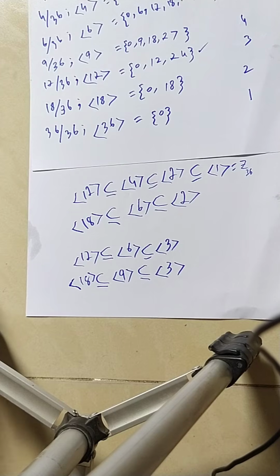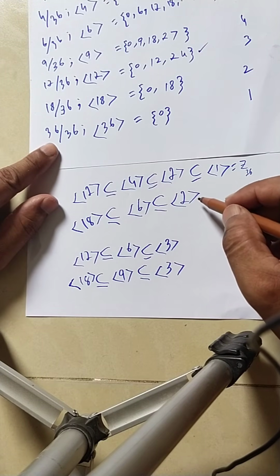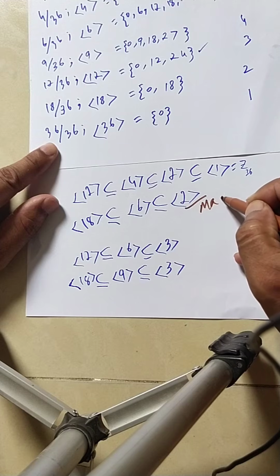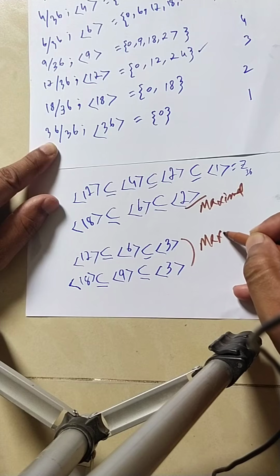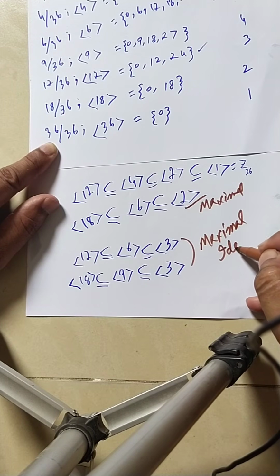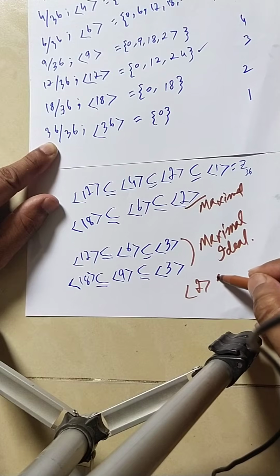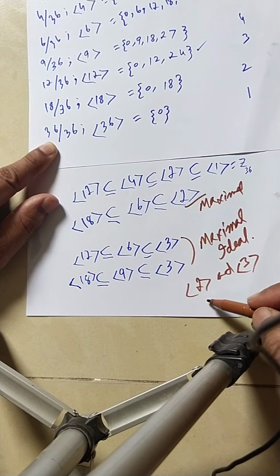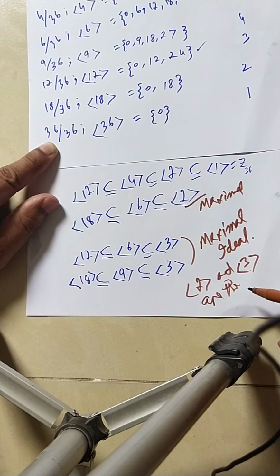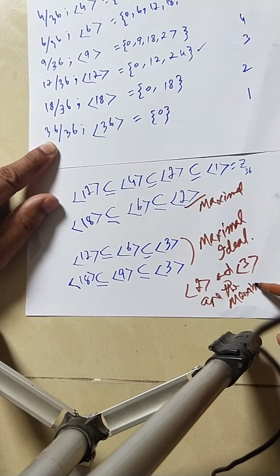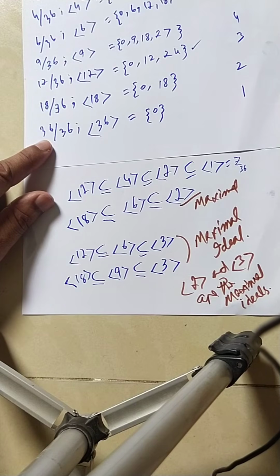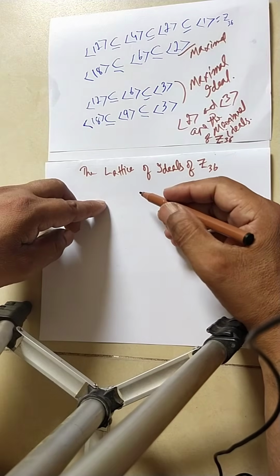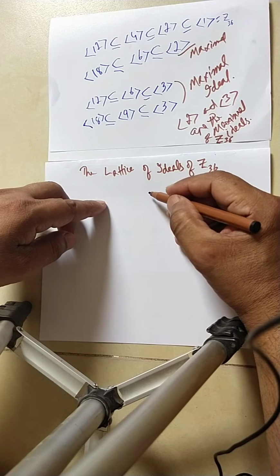From this discussion, we can say the ideal generated by 2 is the maximal ideal, and the ideal generated by 3 is also a maximal ideal. 2 and 3 are the maximal ideals of Z36. Now we find the lattice of ideals of Z36.